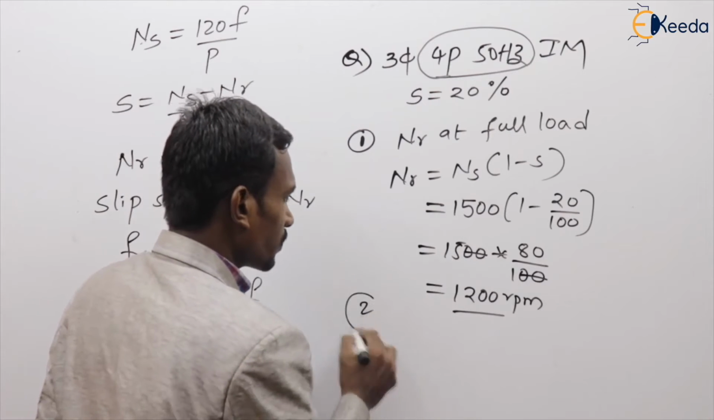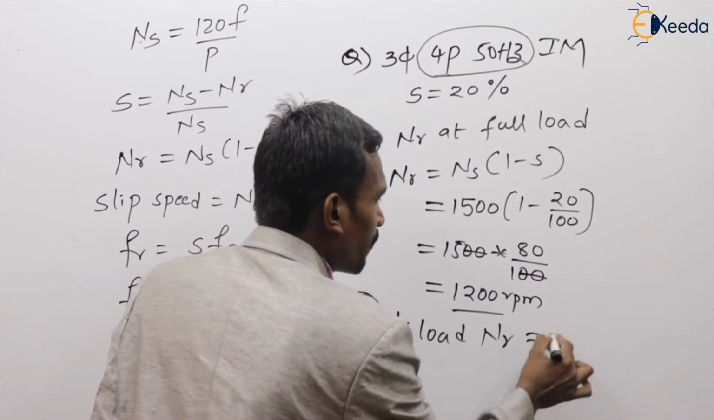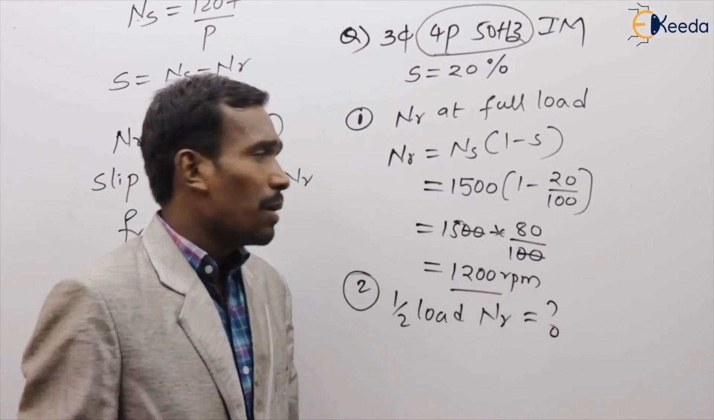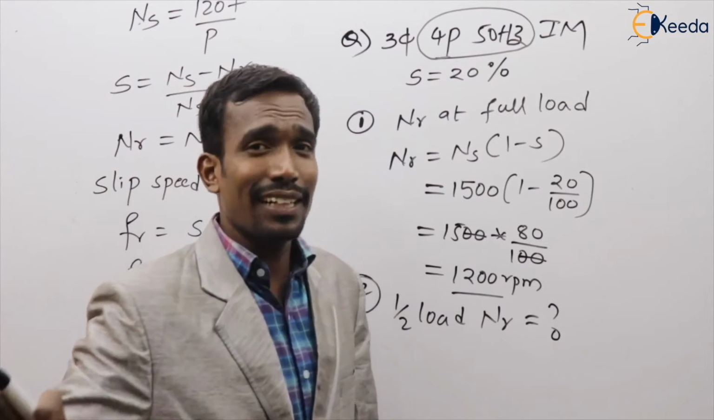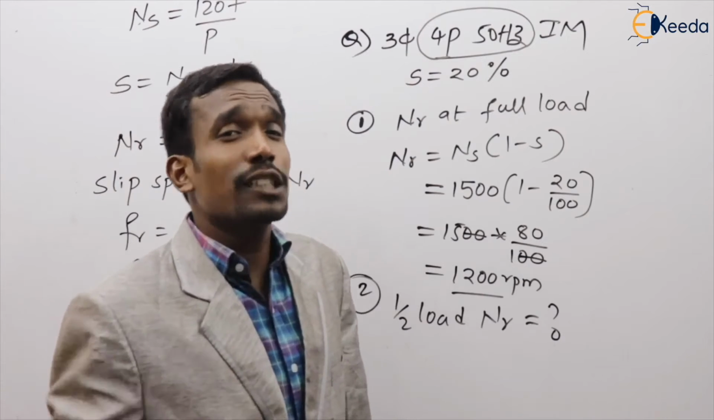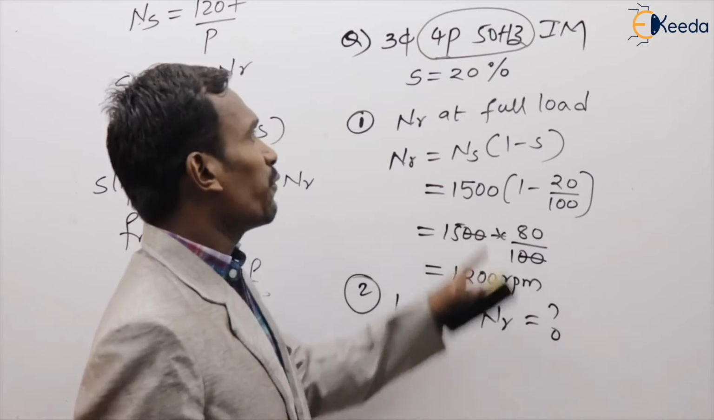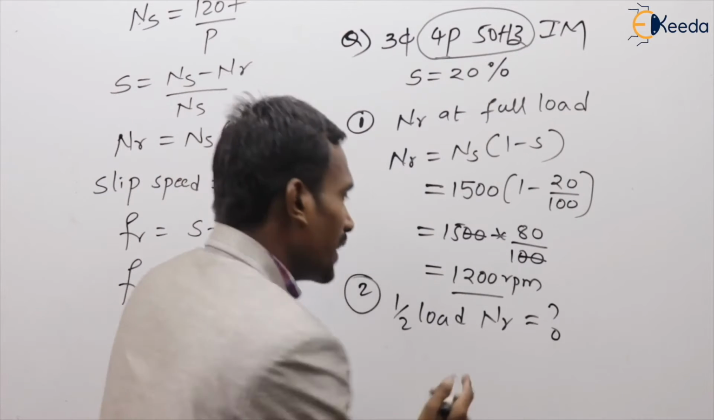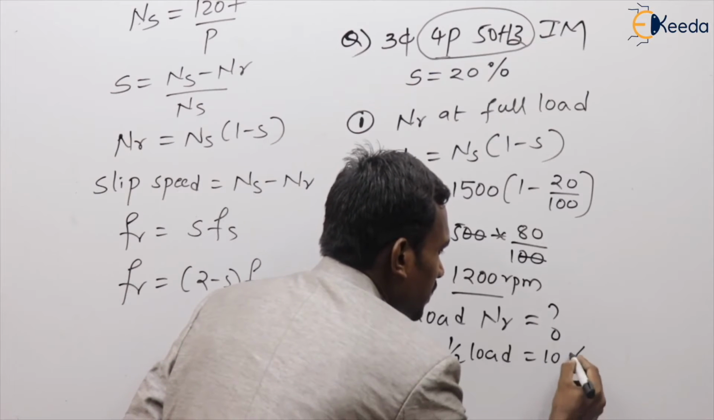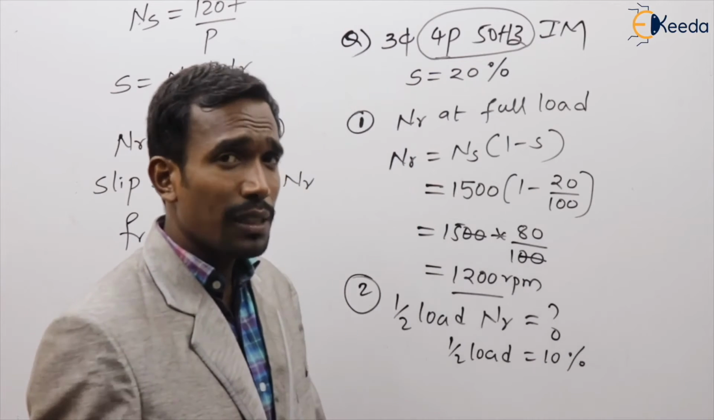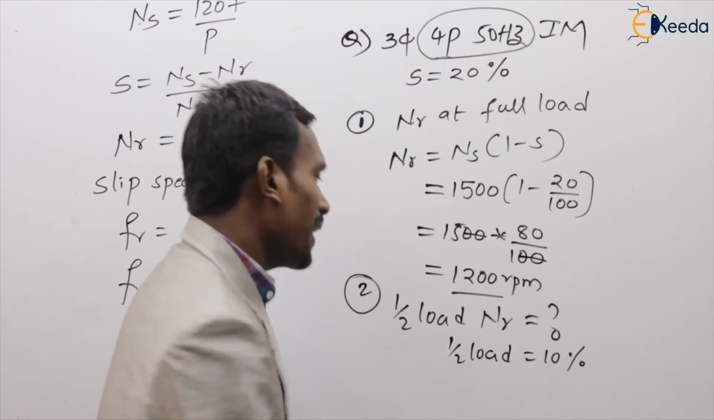Second question: what is the off-load rotor speed? My full load rotor speed is 1200. Don't say 600. If load decreases, speed increases. Tell me, what is my full load slip? 20%. What is my off-load slip? My off-load slip is 10%. Full load slip 20%, off-load slip 10%.